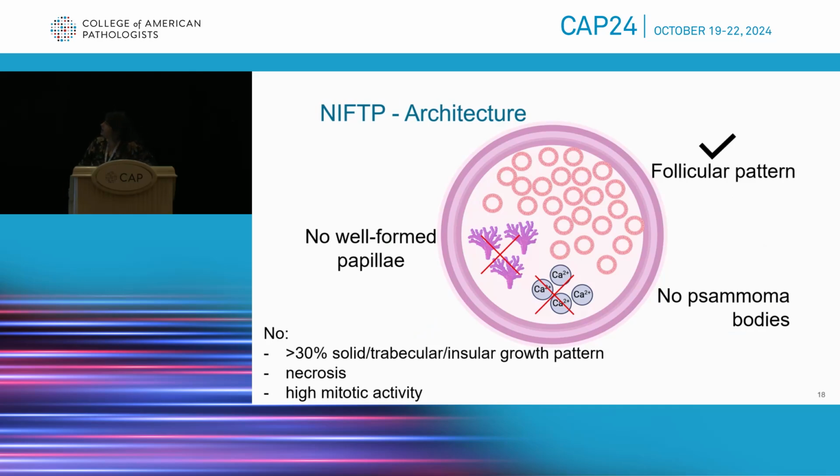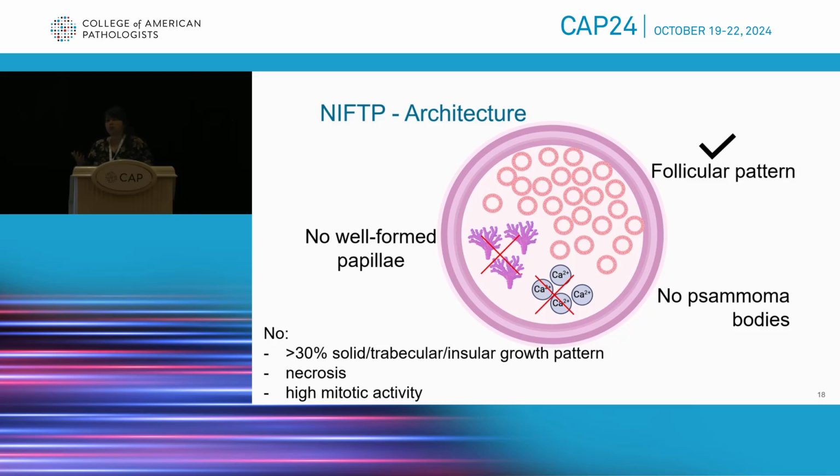And then when we look at the architecture of the lesion, again and again, this is my topic, so I'm talking about follicular pattern lesions. You should not see any solid areas, you should not see any insular growth, you should not see trabecular growth, more than 30%. You should not see necrosis, and you should not see a high mitotic activity. Your mitosis should be less than 3 mitoses per square millimeter.